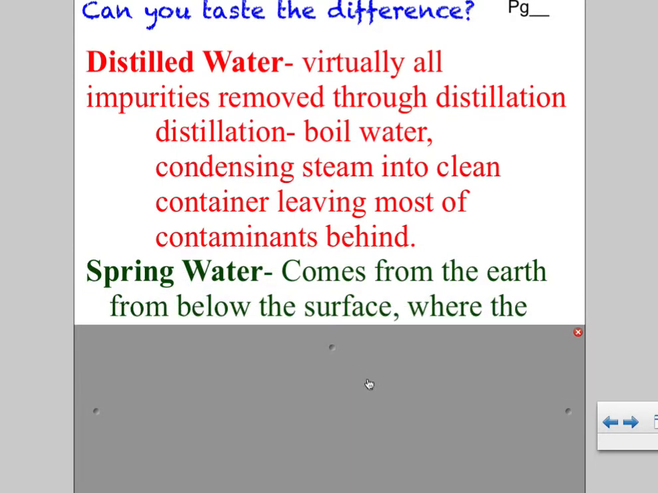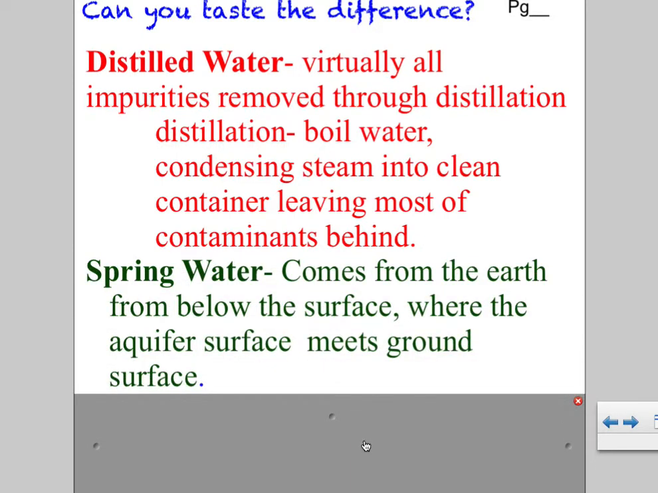Another type of water is your spring water. And your spring water, we've learned, comes from the earth, from below the surface where the aquifer meets the ground surface, and then it springs out.